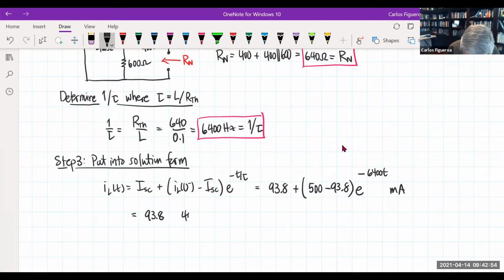If I punch this into my calculator, I find that the solution is 93.8 plus 406.2. I know that there are a lot of sig figs here, but I ended up PSpicing this to make sure that everything did well. And then this is going to be e to the minus 6,400 t milliamps. What's the important thing? This is a plus sign. Okay, so here is the current of my inductor. I now have my solution.